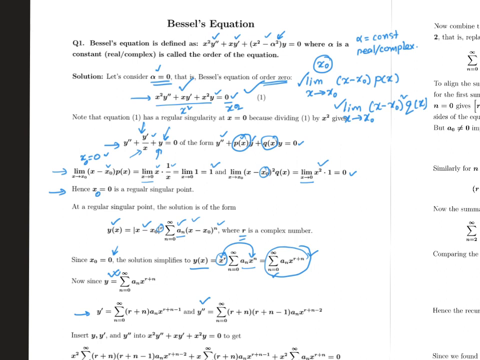So let's go ahead and get the first derivative, which is pretty straightforward. The first derivative is going to be (r plus n) times a sub n x to the power r plus n minus 1. And the second derivative is going to be nothing more than taking the derivative of y prime again. That's going to give you (r plus n), which you already had, times (r plus n minus 1), then a sub n x to the power r plus n minus 2.